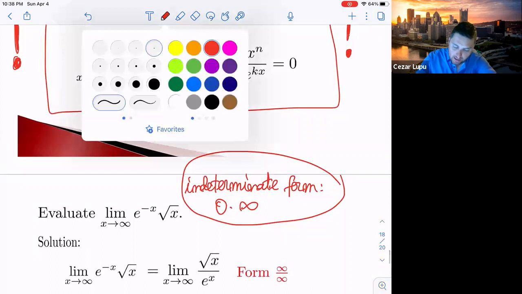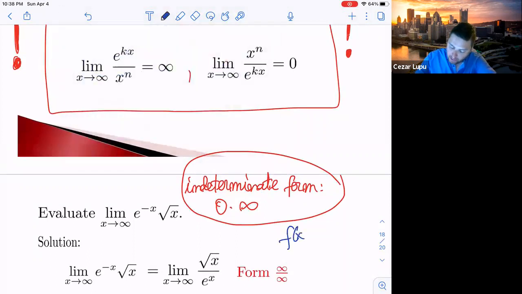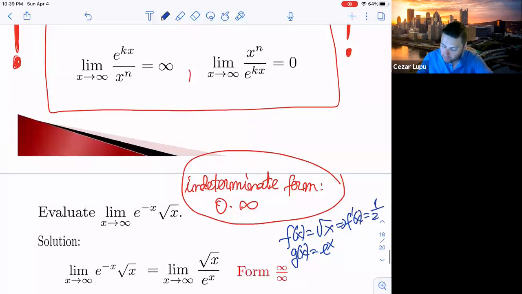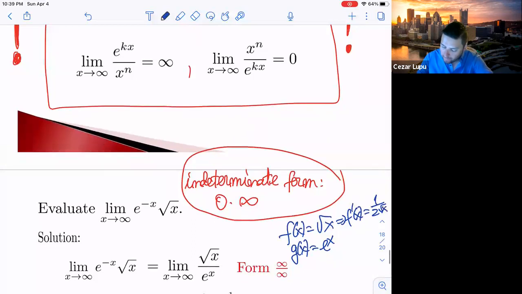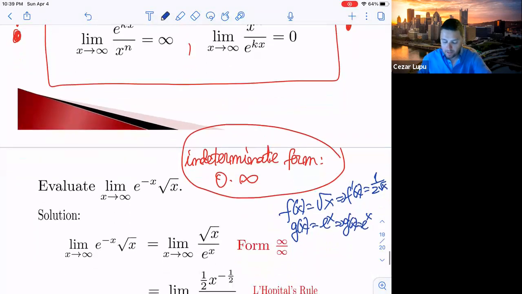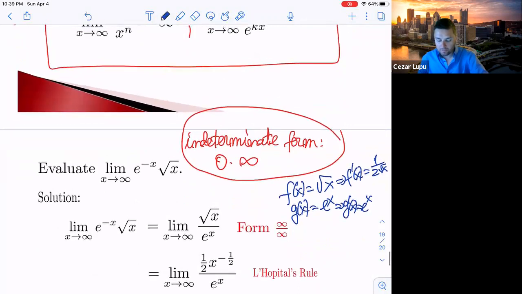In this case, the function f of x is square root of x and g of x is e to the x. Quite clear how to compute the derivatives: f prime of x is 1 over 2 root of x, and g prime of x is just e to the x, so it stays the same. By applying L'Hopital rule, we can write this as 1/2 times x to the negative 1/2, everything over e to the x. So here I applied L'Hopital rule.